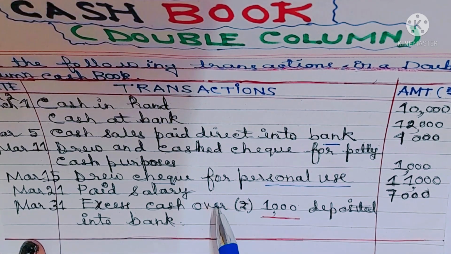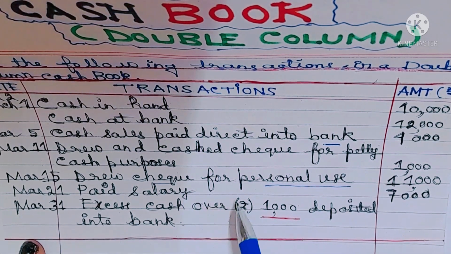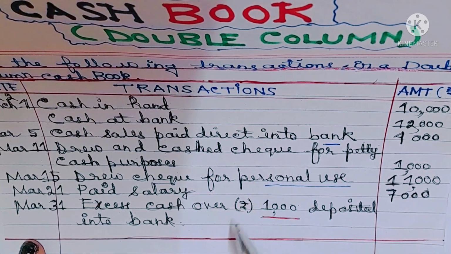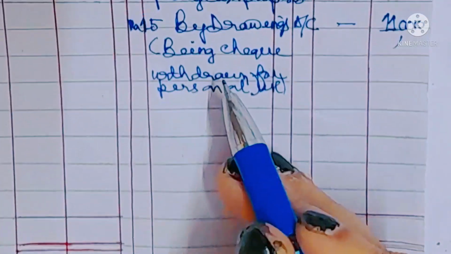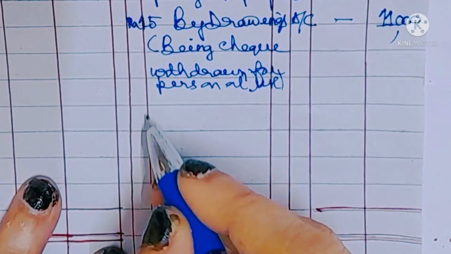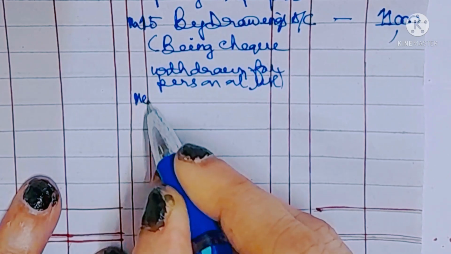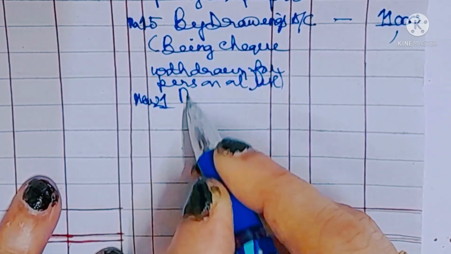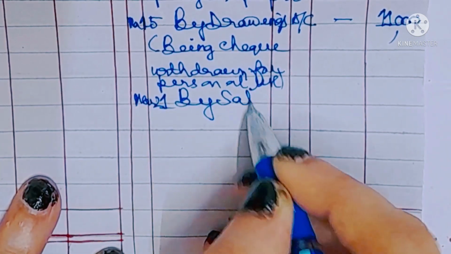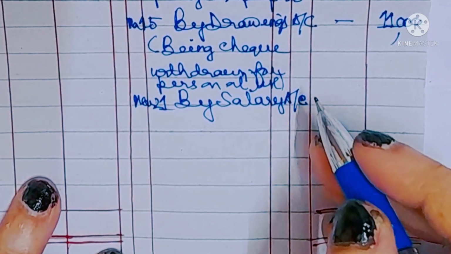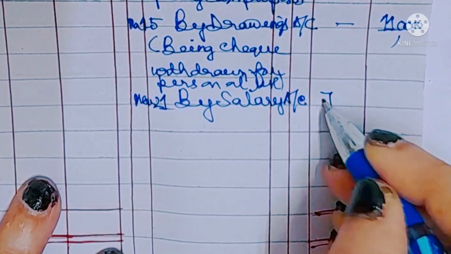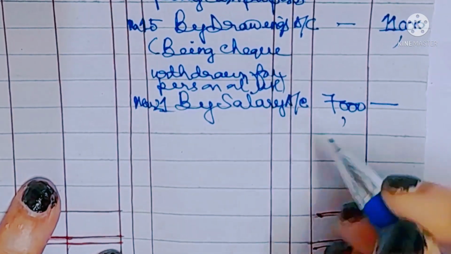So what is the position of cash account? Since cash account is on the credit side, salary account will also be on the credit side. So we'll have to write by salary account in the cash book on the credit side in the cash column, 7,000. Okay, so let's write. So on 21st March, by salary account, paid in cash. So it will be in the cash column. How much? 7,000. So being salary paid.